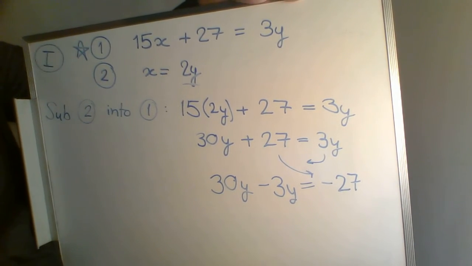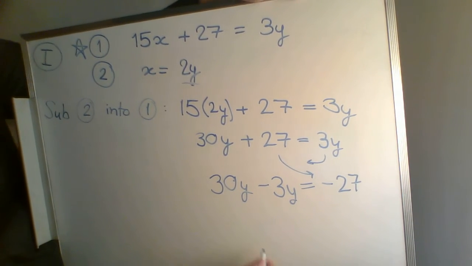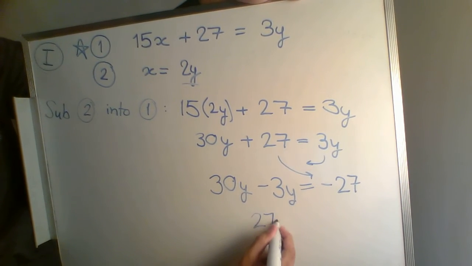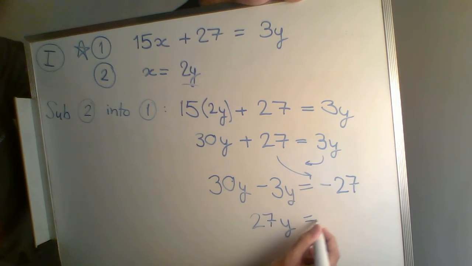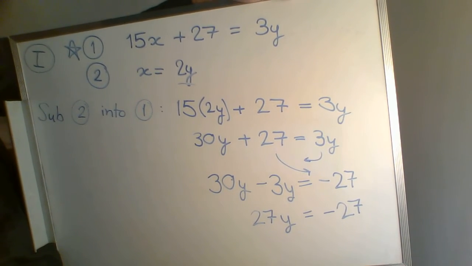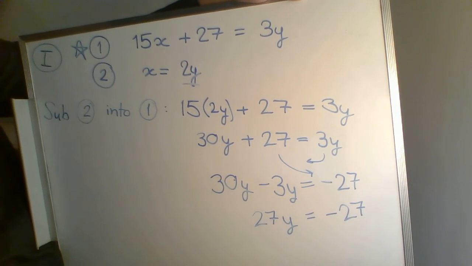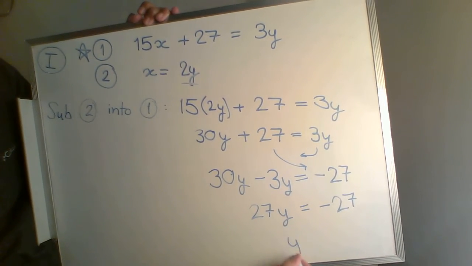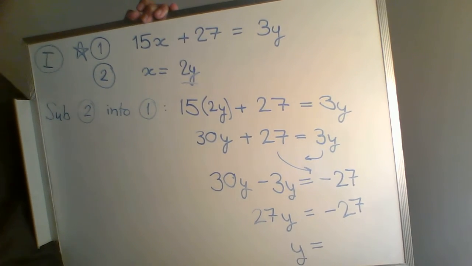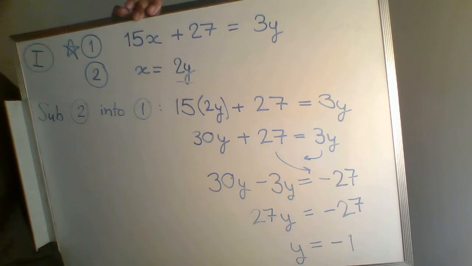30y minus 3y, that's like 30 bananas minus 3 bananas, is going to leave us with 27, so that'll be 27y on the left is equal to negative 27 on the right. And if we divide both sides by 27, we'll be left with just a y on the left side, and we'll be left with negative 1 on the right side.